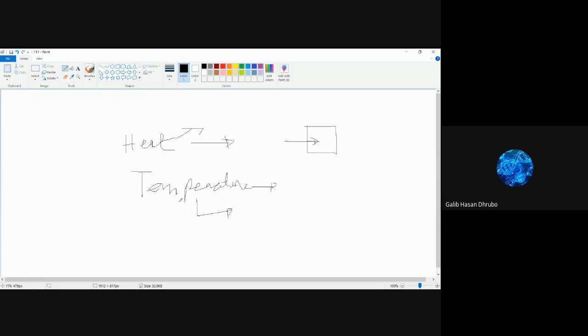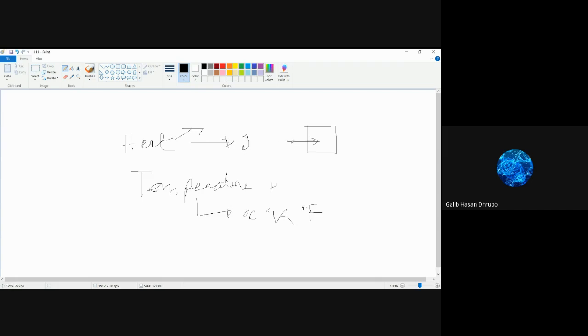Okay, so temperature is mainly the result of the application of the heat, and we can measure the temperature in terms of per degree Celsius, per degree Kelvin, per degree Fahrenheit. Okay, so there are three scales: Celsius, Kelvin, and Fahrenheit. So in case of heat, heat is basically one kind of energy. The unit of the heat is joule.